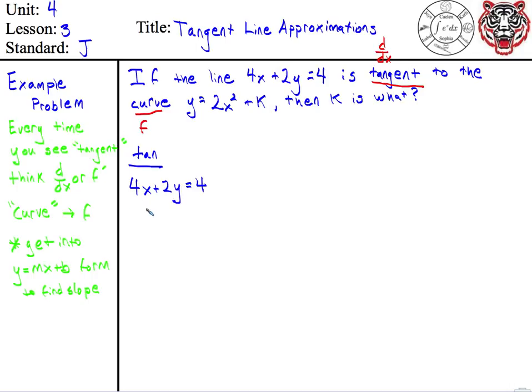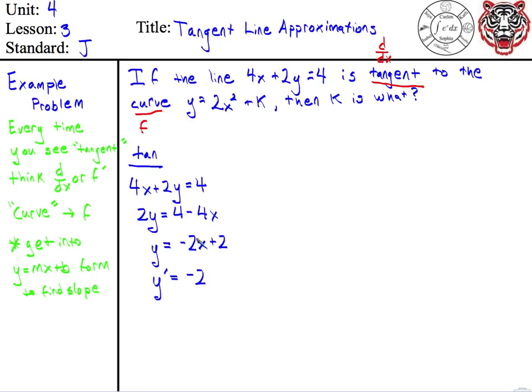So when I subtract 4x from both sides, I'm left with 2y is equal to 4 minus 4x. And then divide everything by 2, and I get y equals, I'm going to put the x first over here, so it's going to be negative 2x plus 2. All right, so our slope, our y prime, was negative 2.